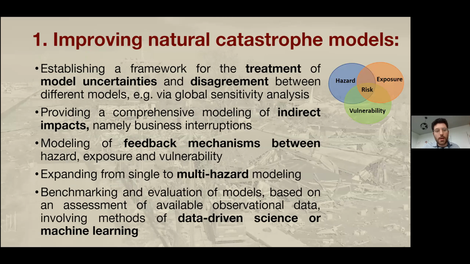How to establish a coherent and sound framework for the treatment of model uncertainties via, for instance, a global sensitivity analysis. How to provide a comprehensive modeling of indirect impacts, namely but not only business interruptions. How to model feedback mechanisms between hazard, exposure, and vulnerability, and how to look at multi-hazards. And last but not least, how to exploit the full power of data-driven science and machine learning in the field of natural catastrophe models.